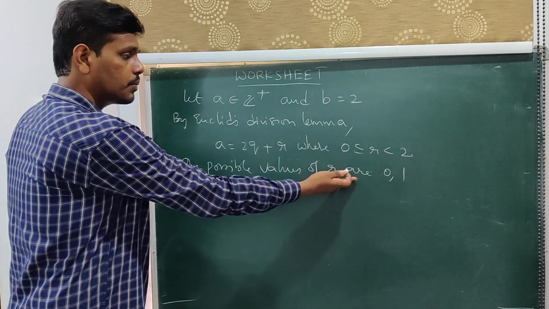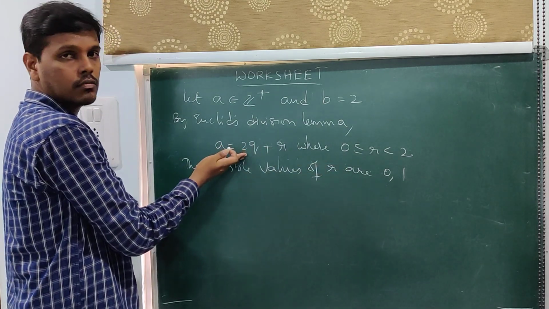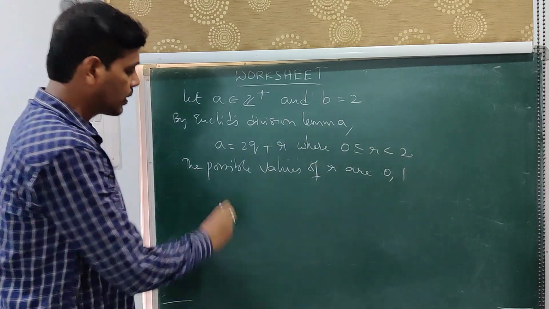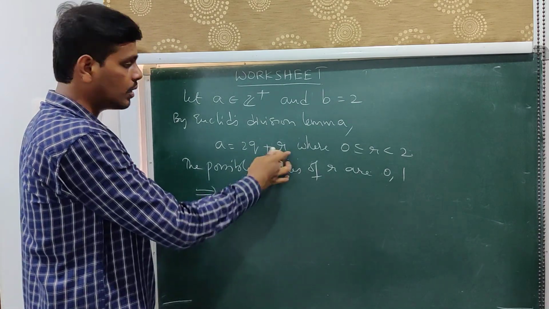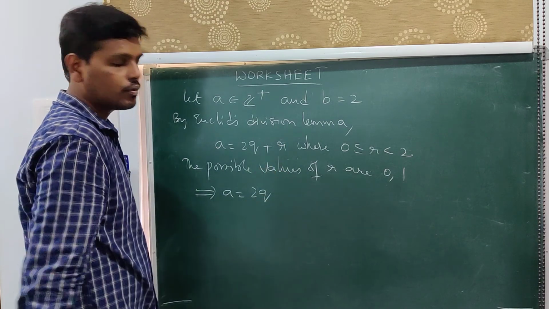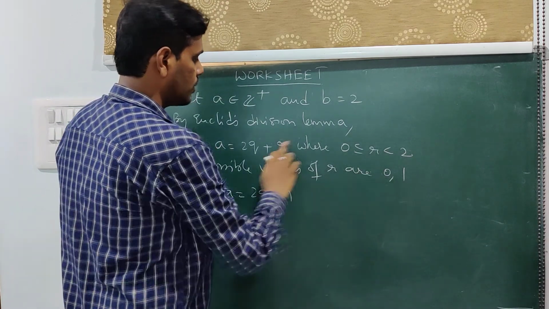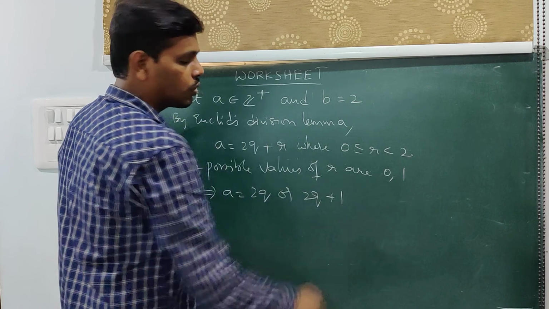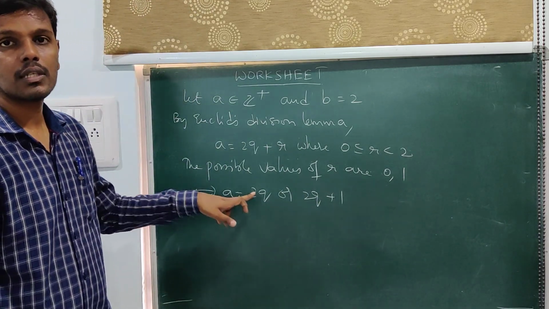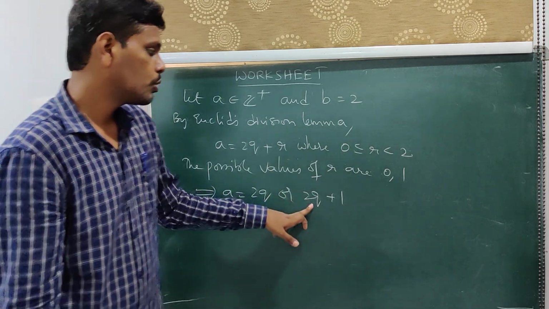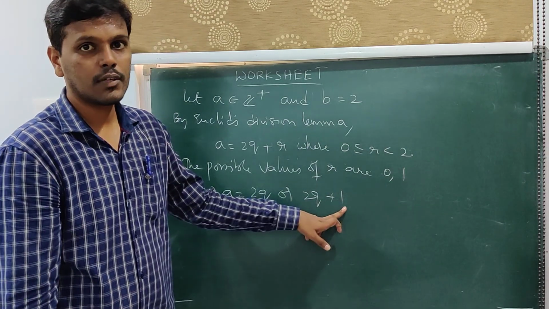Now substitute these possible values of r in this form, you will get the possible forms of a. So that implies a is equal to 2q plus 0. Plus 0 you can eliminate and you can have 2q, or substitute 1 here, it will be 2q plus 1. Now 2q is divisible by 2. Therefore we can say that 2q is an even number. 2q is divisible by 2, but 1 is not divisible by 2.